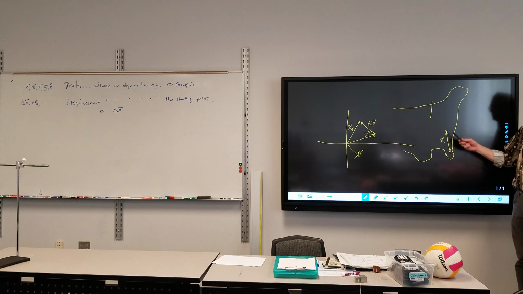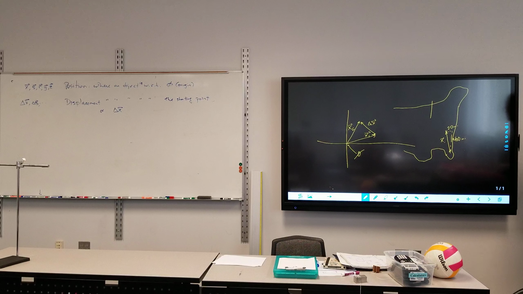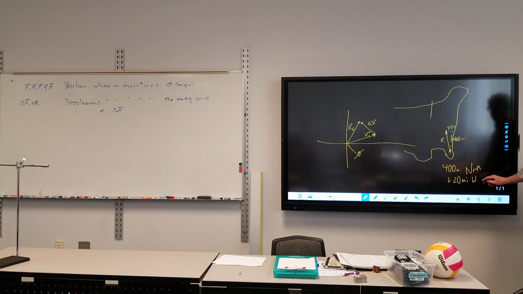So let's say that is 400 miles north and 20 miles east, obviously just making up numbers here. Then I can express my current position in terms of that. So I would say 400 miles north plus 20 miles west.